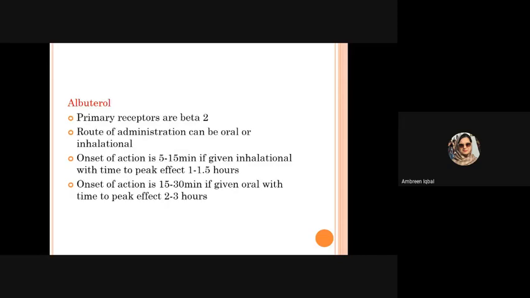Albuterol is very effective in an acute attack. It has a very rapid onset of action. The route of administration for beta 2 agonists can be oral or inhalation. Onset of action is in 5 to 15 minutes if given by inhalation, with peak time of 1 to 1.5 hours. Onset of action is 15 to 30 minutes even if taken through the oral route, and the peak effect remains for 2 to 3 hours.